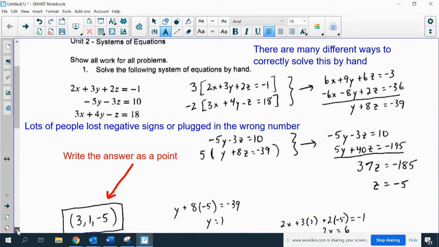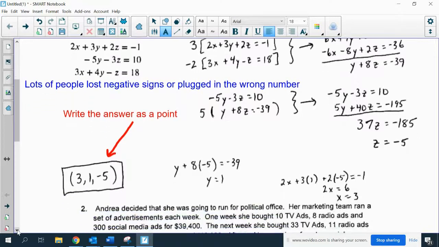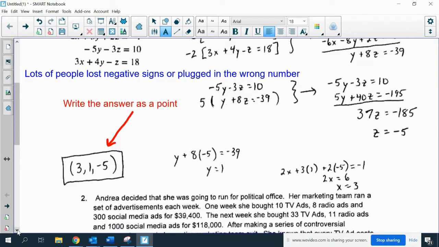The most common mistakes were people losing negative signs or plugging things into the wrong variable, or getting an answer and then plugging in the wrong number. Just little mistakes in that regard, or incorrect solving. But the most common thing was not writing the answer the way we've asked you to write it. So we want you to write the answer as a point. It's okay to write x equals 3, y equals 1, and z equals negative 1/5, but make sure you write your answer as a point at the end.